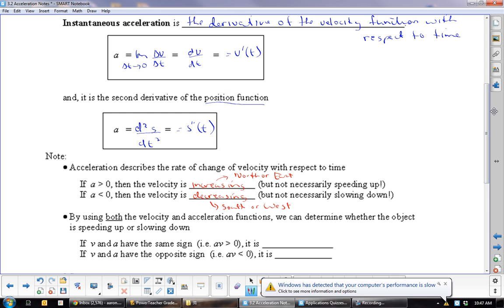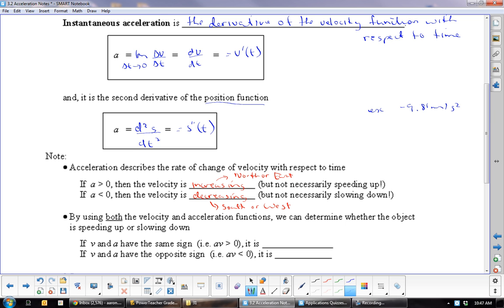Okay? So just to do an example, you should know that gravity is negative 9.81 meters per second squared. So when an object is going up, it will slow down.